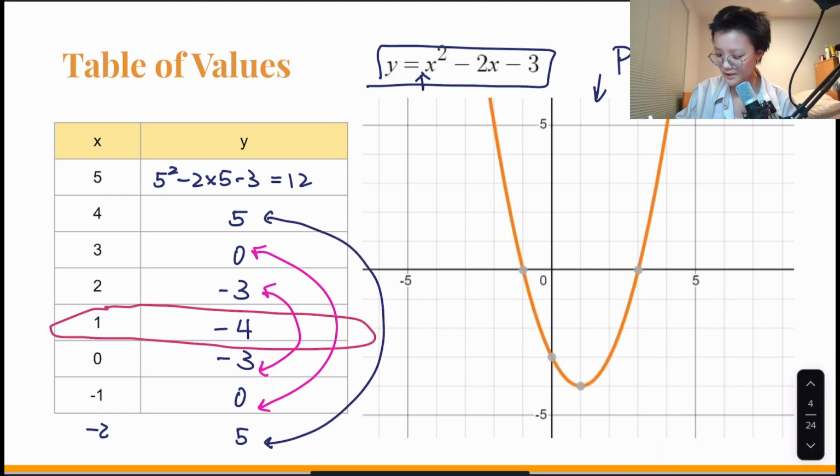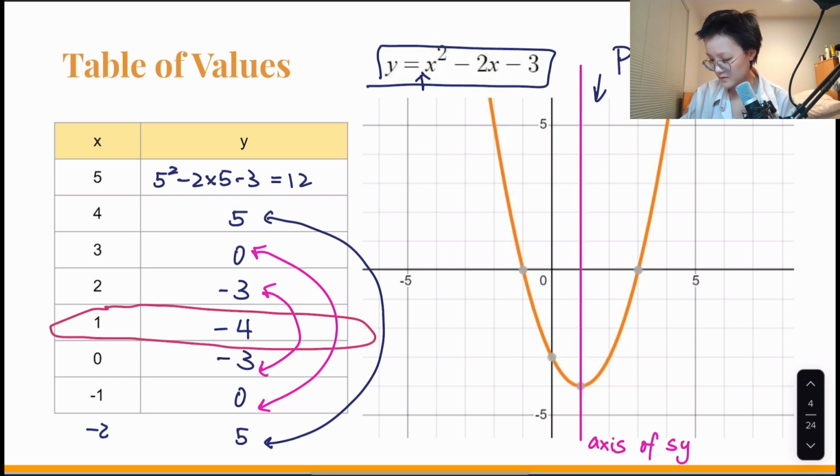So this is actually a pattern of quadratic equations. Every parabola has an axis of symmetry. In this example, the axis of symmetry is x equals 1. And any x on its left or right side, as long as they have the same distance to the axis of symmetry, should have the same y value.